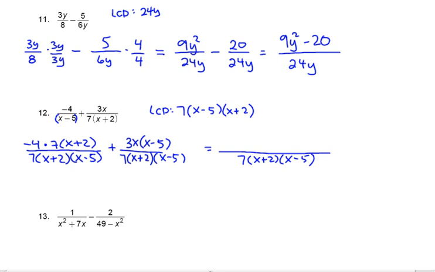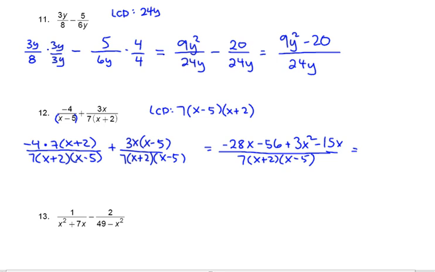We can go straight to simplifying if you want. Or not. I don't know. Okay, I do, but I don't know what you want to do. So negative 4 times 7, what's that equal? Negative 28. So negative 28 times x, negative 28x. Negative 28 times 2, negative 56. Okay, then 3x times x, 3x squared, and 3x times negative 5, negative 15x.